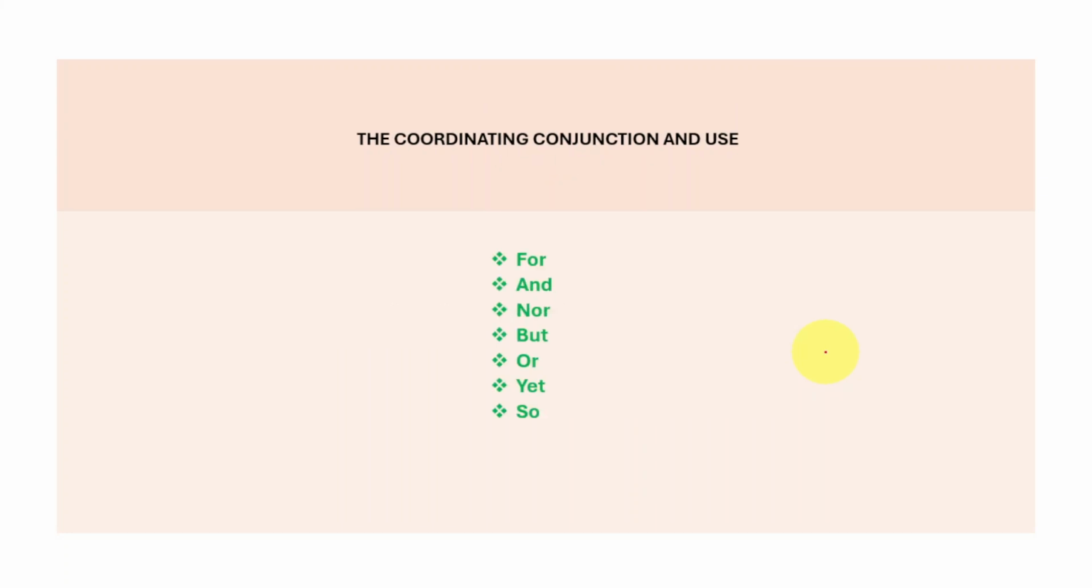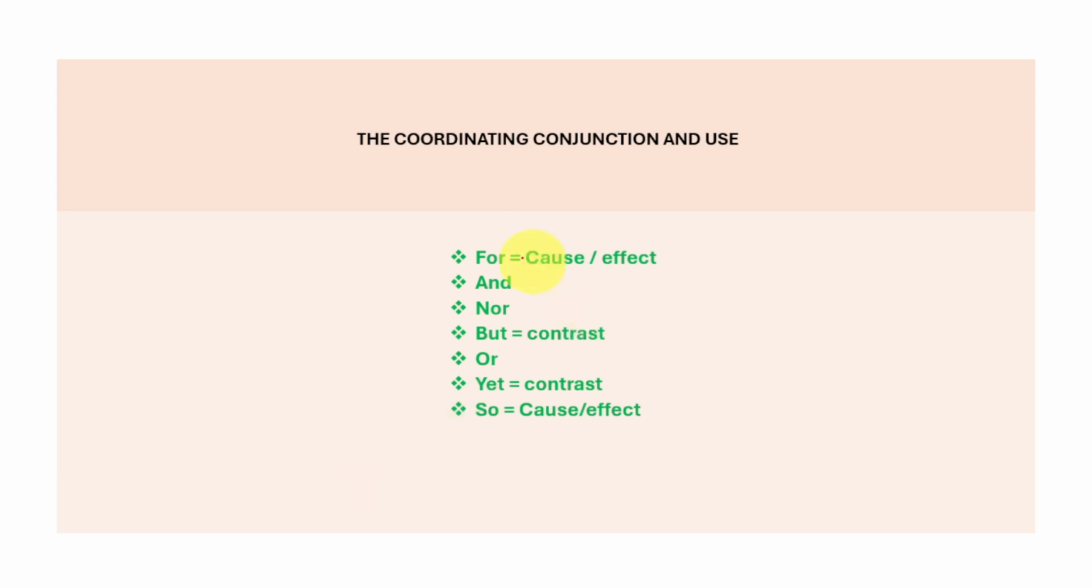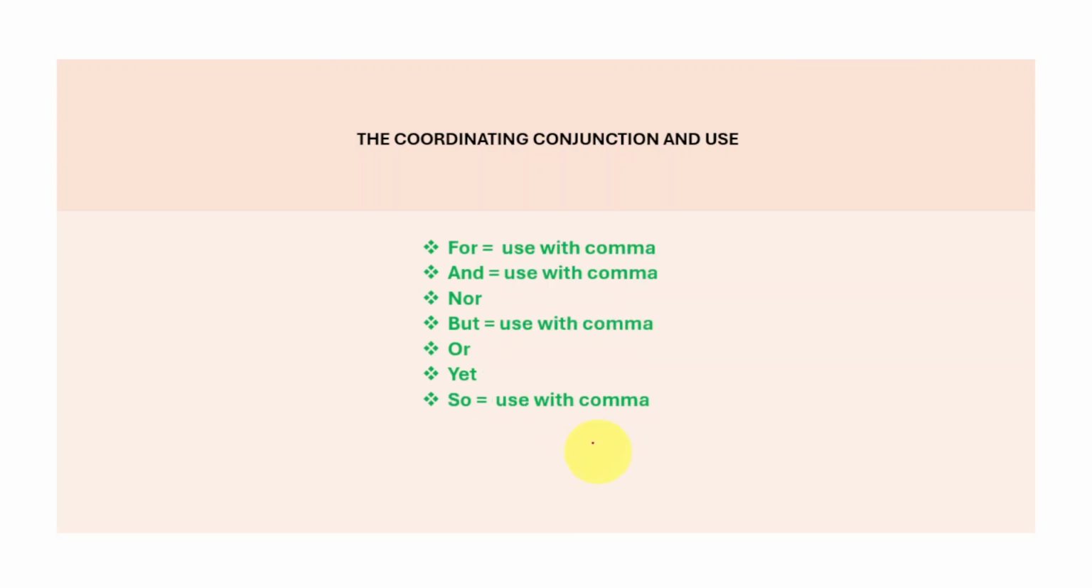Here we're going to use, you're going to hear some people call these the FANBOYS, right? When they put them together, this one is for cause and effect, for difference. In case you don't get it, we come here: use with a comma, use with a comma. So it depends on the situation.